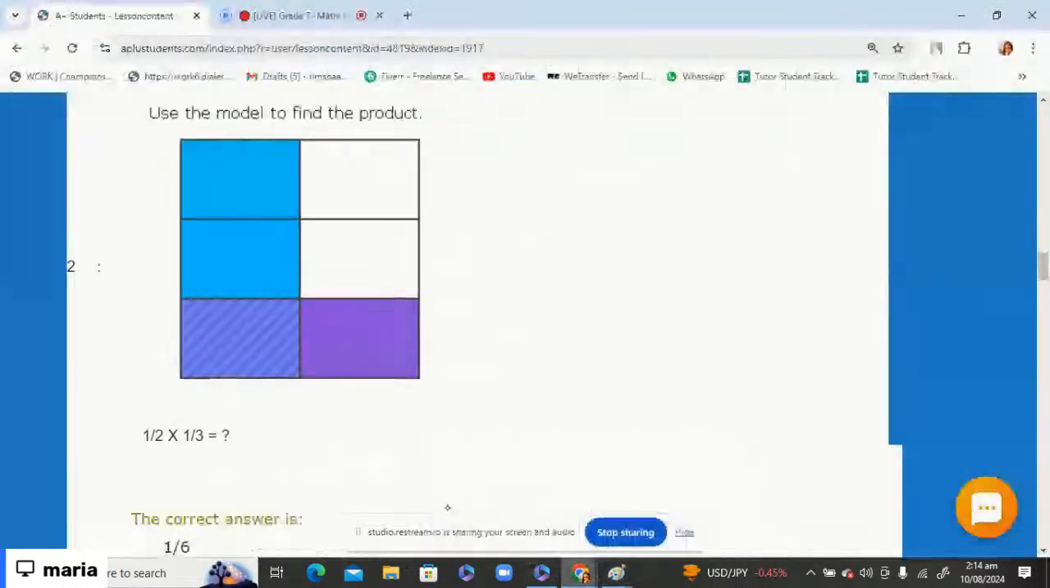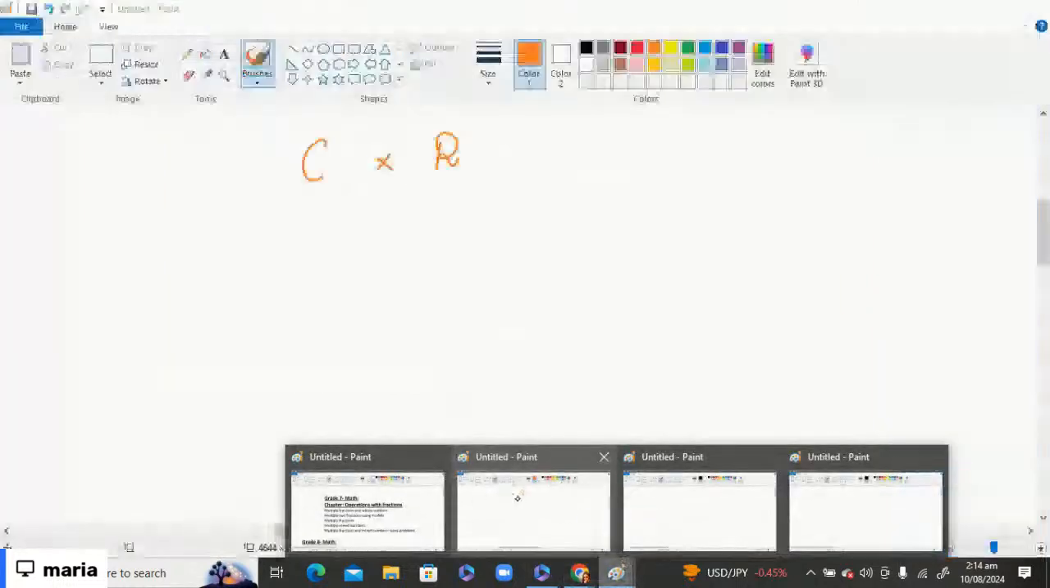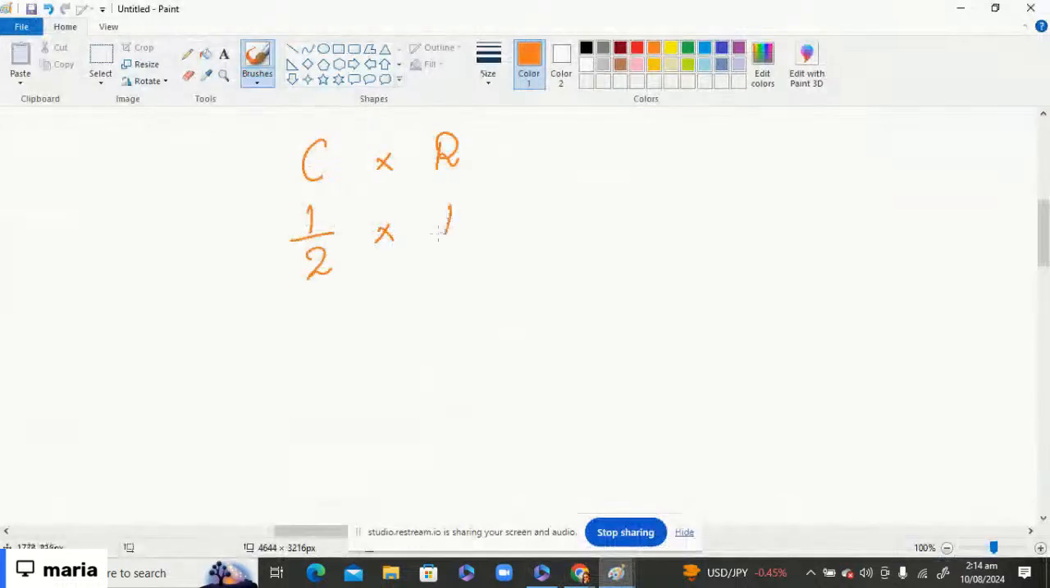So how many columns are there? There are two columns. And how many rows? There are one, two, three. Okay, two columns and three rows. So numerators are multiplied with each other and denominators are multiplied with each other. So 3 times 2 is 6. Very good. This is 1 by 6.